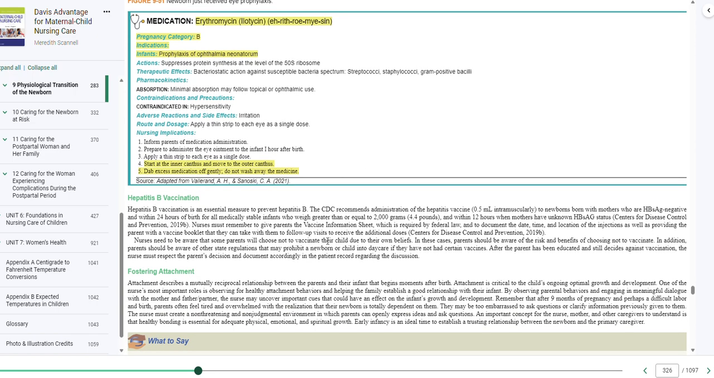Hepatitis B vaccine. It's important for you to know that the vaccine is given to newborns within 24 hours of birth for medically stable infants that weigh at least 2,000 grams. Okay, so they've got to weigh at least 2,000 grams.